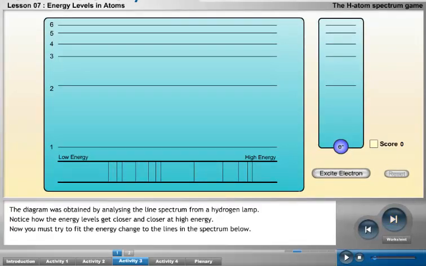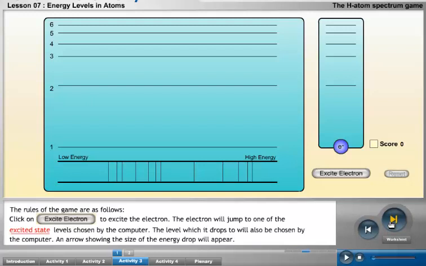The diagram was obtained by analyzing the line spectrum from a hydrogen lamp. Notice how the energy levels get closer and closer at high energy. Now you must try to fit the energy change to the lines in the spectrum below. The rules of the game are as follows.